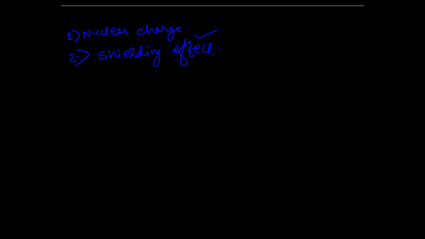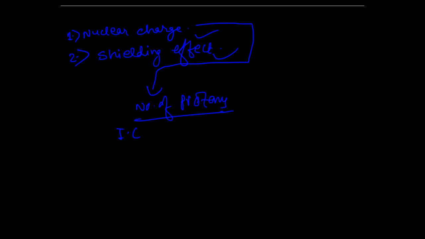Now let's read in detail about both factors and how they affect ionization energy. Nuclear charge means nothing but the number of protons. Now how does this affect ionization energy? If the number of protons is more, then the nuclear charge is more, so the nucleus attracts the electron more, hence the removal of the electron will be difficult. So the more the nuclear charge, the more the ionization energy, because we'll have to supply more energy. So ionization energy is directly proportional to nuclear charge.